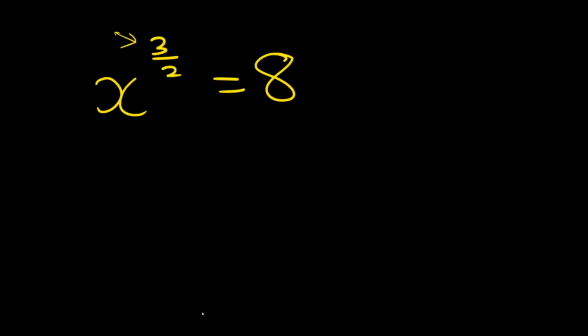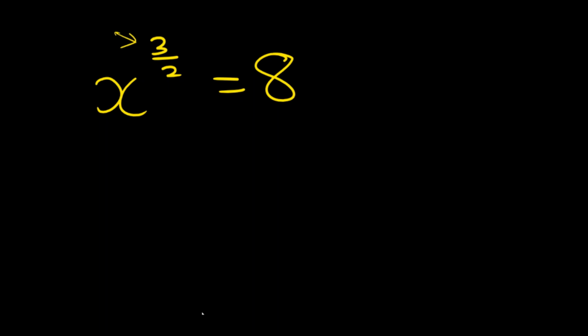Hi guys, so now we're going to be solving some equations of exponents, but in this case it's actually rational exponents. We all know what rational is. It's something that is expressed as a fraction, a number expressed as a fraction. Let's say we're having a problem like this: x to the power of 3 over 2 is equal to 8. Hence we call it a rational exponent. It is the exponent which is in a fraction form.